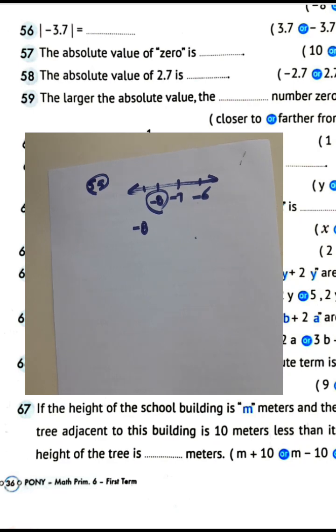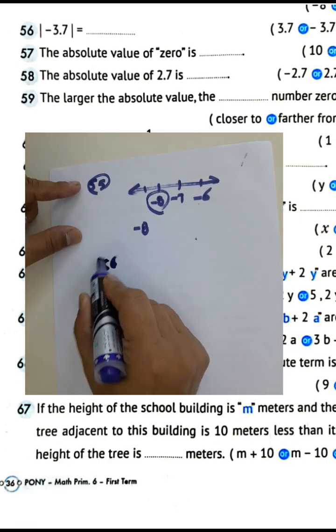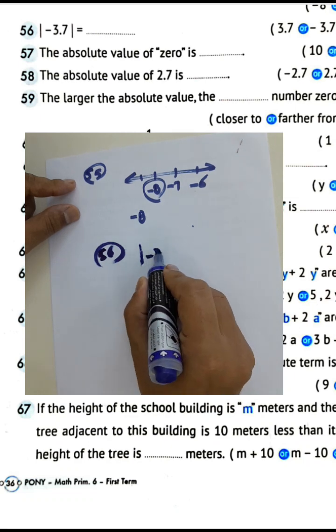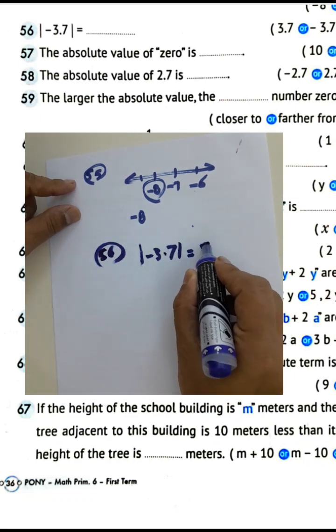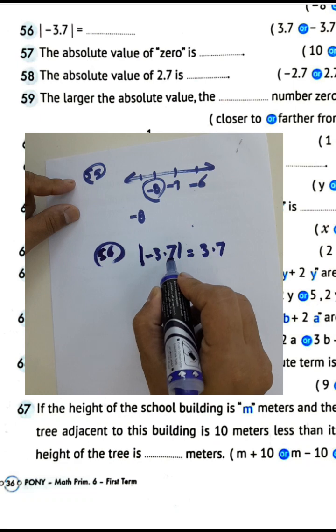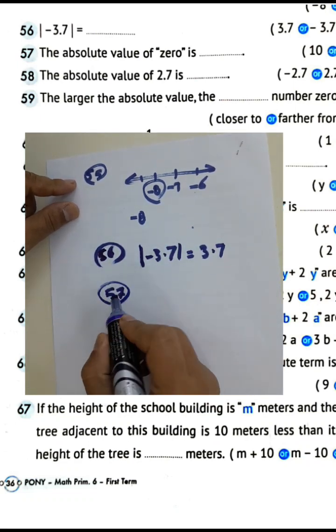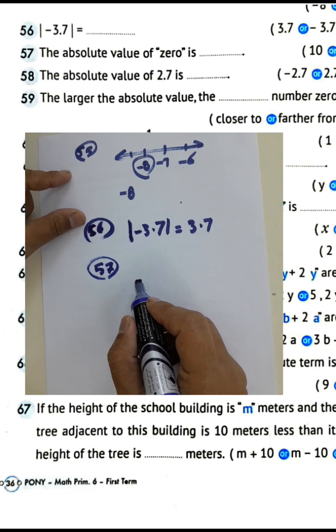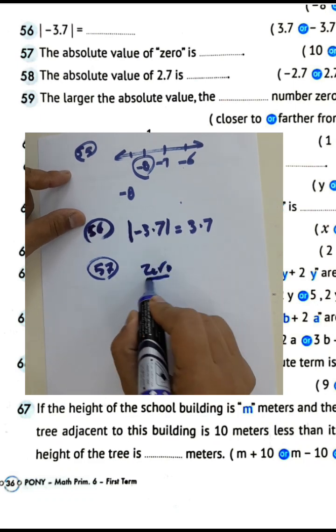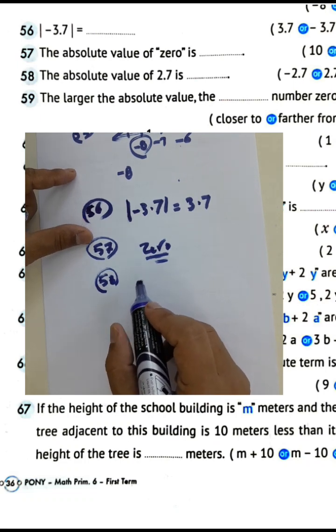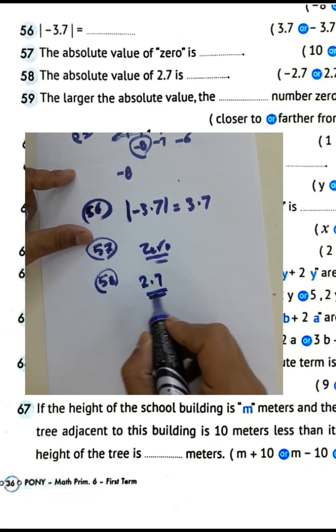Question 56. Absolute value of negative 3.7, it will be 3.7. You can find the absolute value: the negative becomes positive. Question 57. The absolute value of 0 will be 0. Question 58, the absolute value of 2.7 will be 2.7.